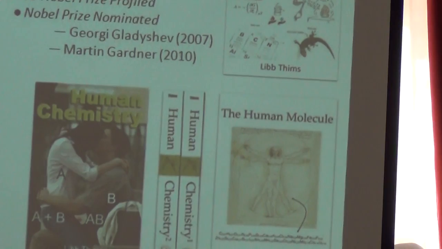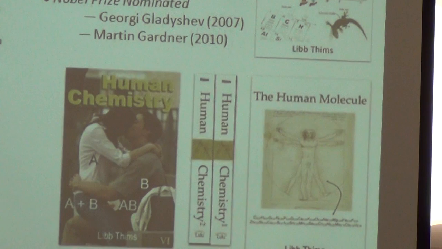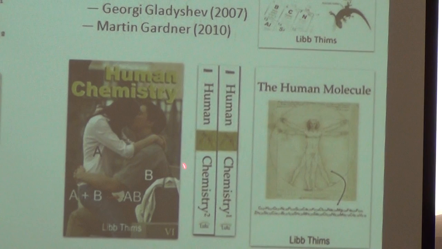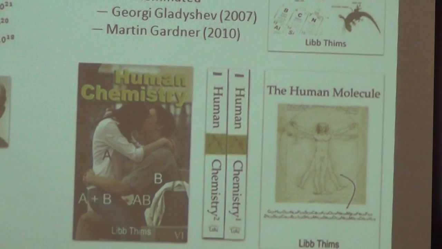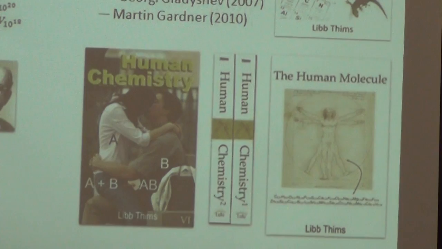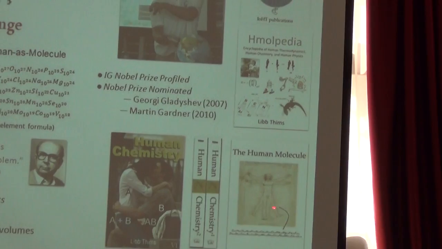The second book here is a history of the concept of the human molecule. And this was interesting, this one was nominated for a Nobel Prize. This one, more interestingly, was profiled by the Ig Nobel Prize. That's the group that makes you laugh and then makes you think. So a lot of people, when they see what I'm talking about, first they laugh, they say, oh, this guy is crazy. But the Ig Nobel Prize did a four-article profile on this book and the YouTube videos I have on this, which is pretty cool.